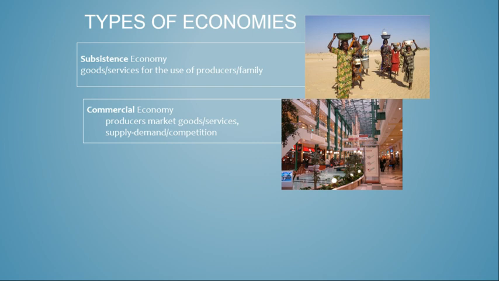But basically, this is where you're looking at selling things, supply and demand, competition, all of those principles come up. And then you have a planned economy, which is where the government controls the prices. So you don't have a free market, right? It's entirely run by the government. So subsistence, commercial, planned, and again, we'll come back to these later on.